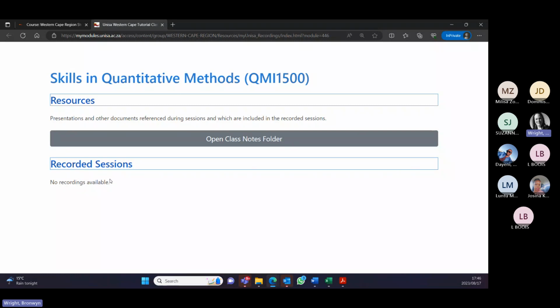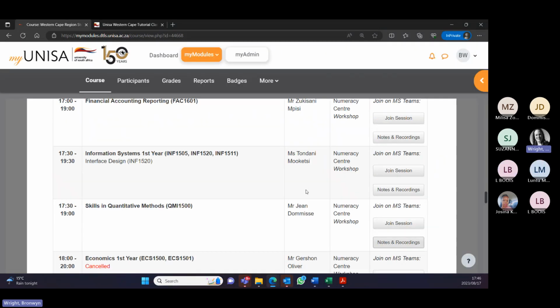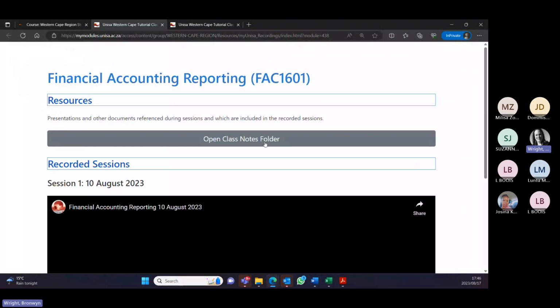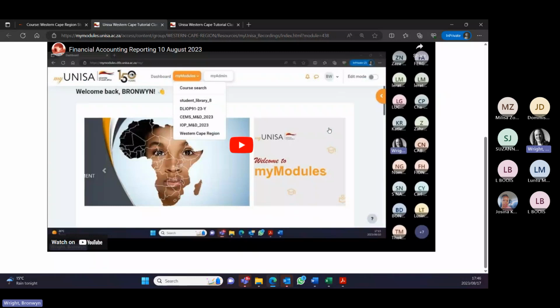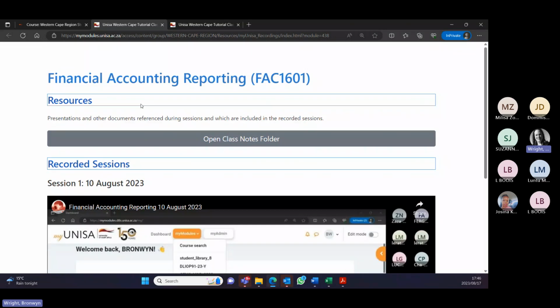I just want to show you, for example, one of the sessions that we have here. I'm just going to show the accounting so you can see what it looks like when a recording is up on the site. So this is what it will look like. You can see that it is a YouTube recording, and that is usually how it will look when it comes up. And we will put the session date as the subject as well. So please take note of that.